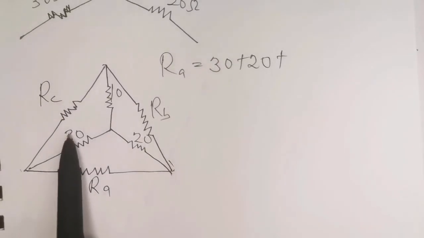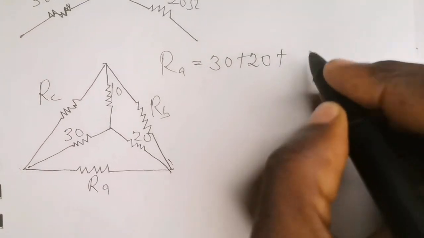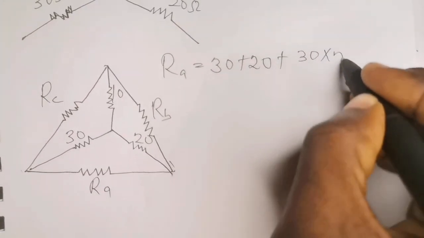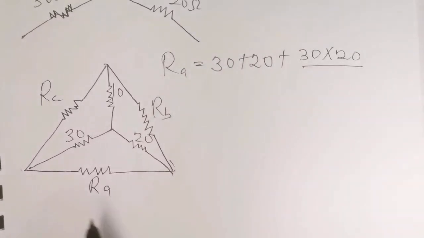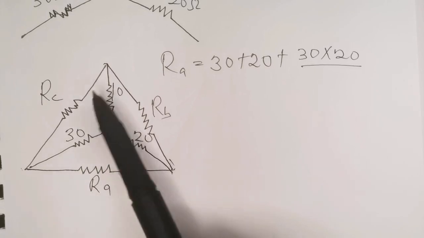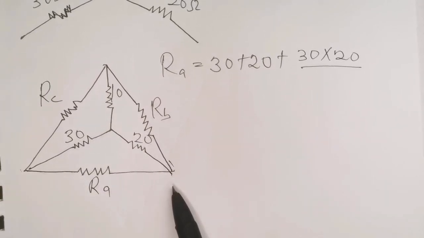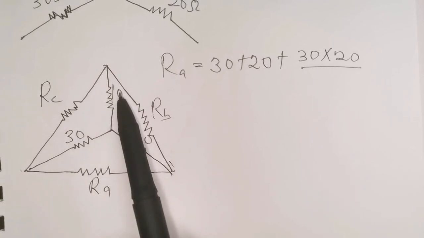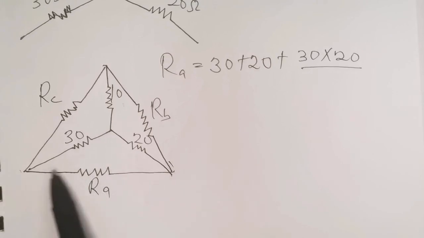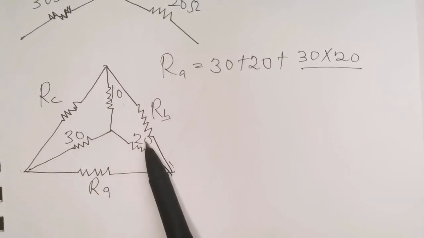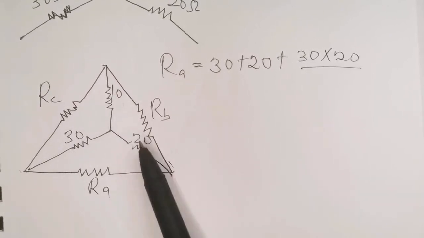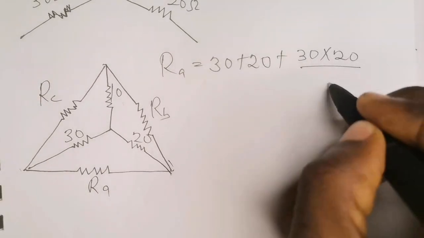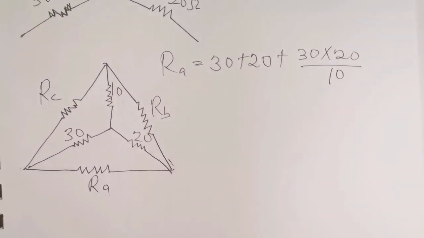Plus, next you find the product of 30 and 20, so you have 30 times 20. Divide this by the given resistor in the star network which is not among the triangle. This is a complete triangle involving 20 ohms and 30 ohms, so the 10 ohm resistor is not among them. For that reason, you simply divide this product by 10.